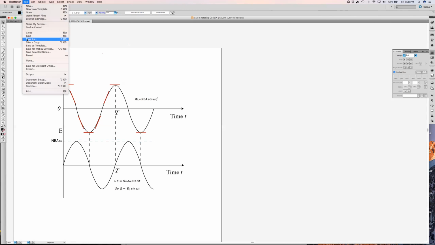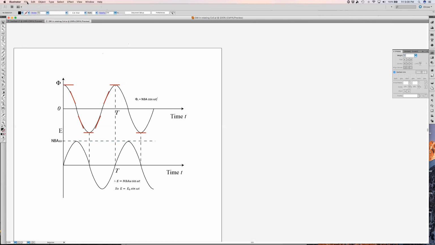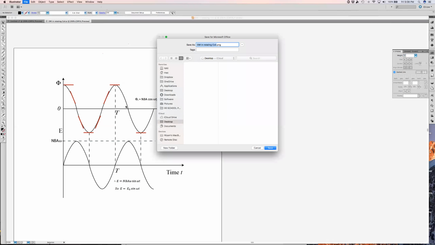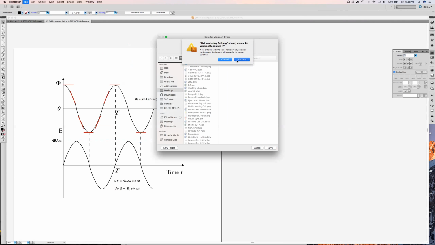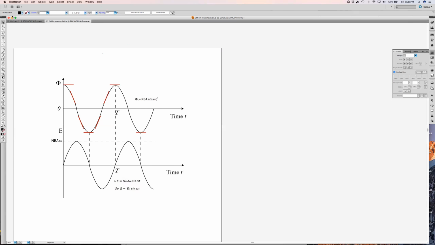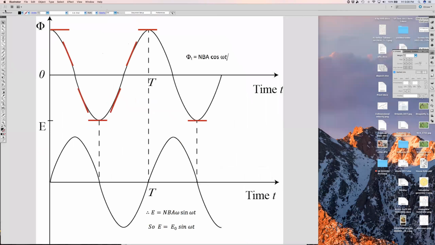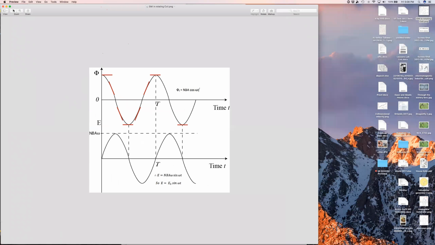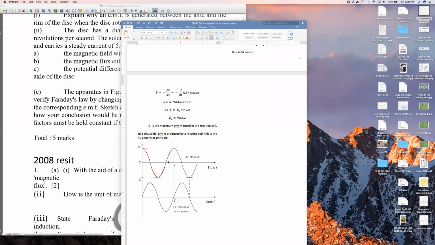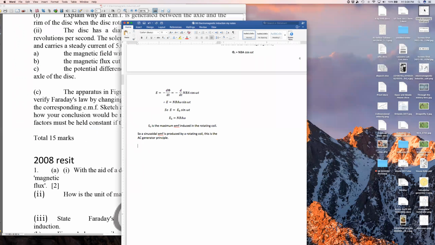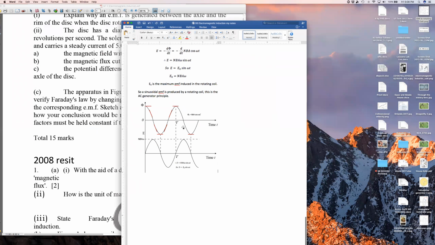File, save. Save for Microsoft Office on the desktop. Save, replace. Close this, delete this, and replace it with the new one. Right, much better. NBA omega, peak value of the EMF.